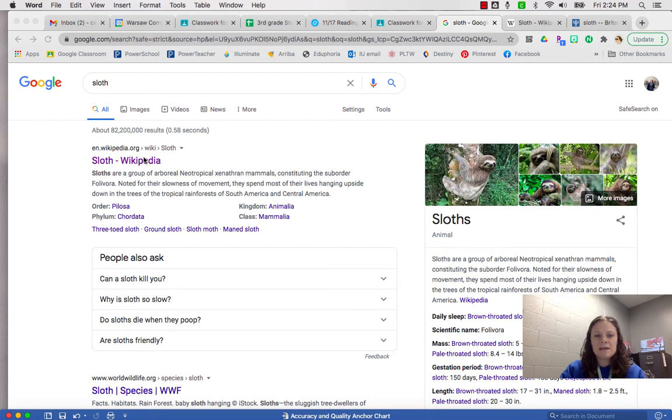I have Wikipedia. Remember what I told you about Wikipedia the other day? Anybody can put information on Wikipedia. You could go in there and say that sloths live in Central and South America, and it could not be true. Or you could say that they live in Indiana, and people would be like, that's weird, I've never seen a sloth in Indiana, but it's here, it must be true, it's on the internet. That's not how it works.